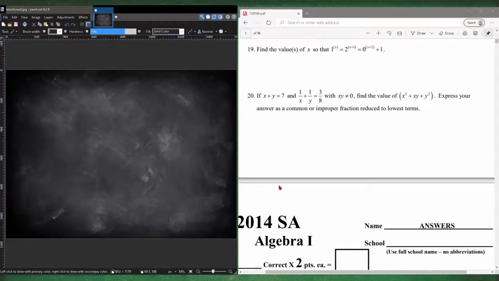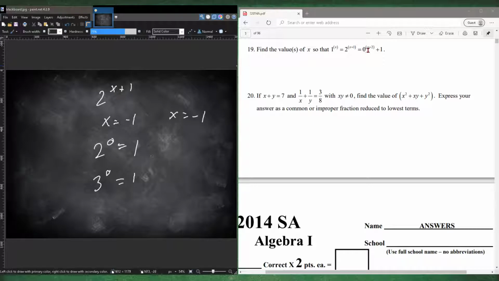Number 19. Find the value of x so that 1 to the power of x equals 2 to the power of x plus 1 equals 0 to the power of x plus 2 plus 1. Okay, so 1 to the power of x is always just going to equal 1. So for 2 to the power of x plus 1 to equal a 1, x has to be equal to negative 1. Because 2 to the power of 0 is always going to be 1. Anything to the power 0 is 1, right? So x equals negative 1. And that's the only one that works for 2 to the power of x plus 1.